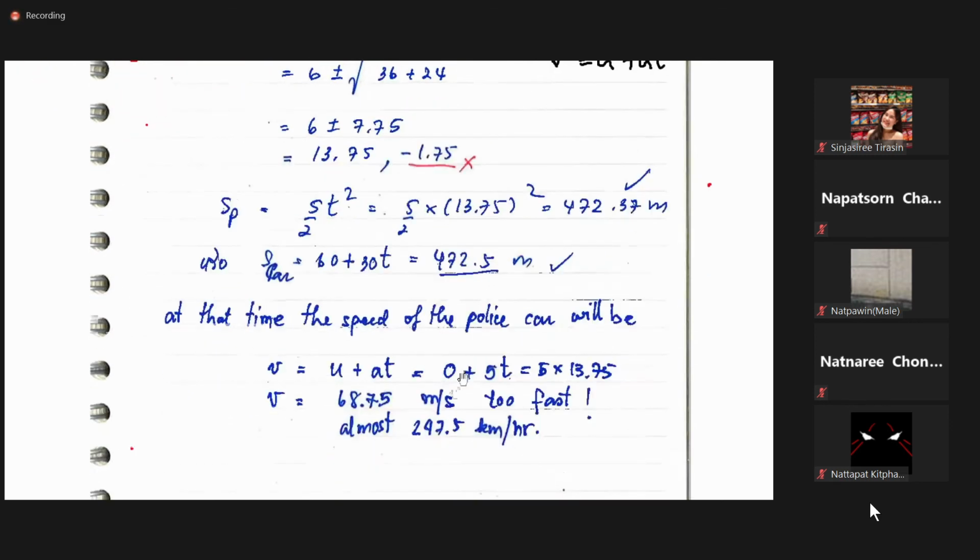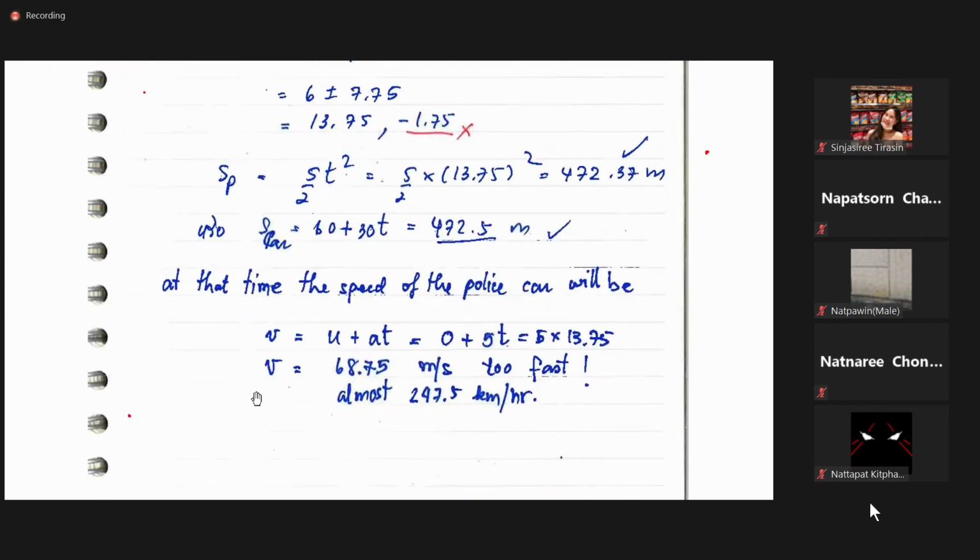And at that time, the speed of the police car will be v equal to u plus at, and then it is 5 times 13.75, which is 68.75 meters per second. And my remark for that is it is too fast. The police car is driven at 247.5 kilometers per hour.